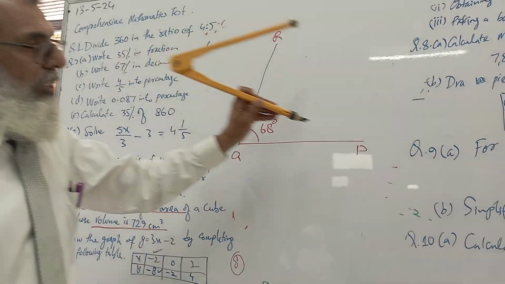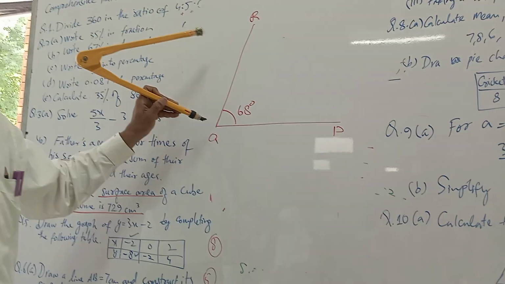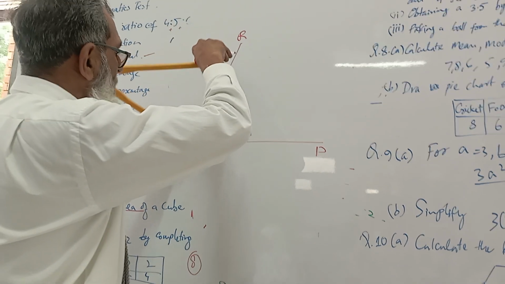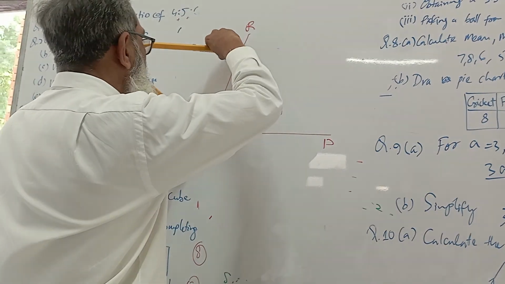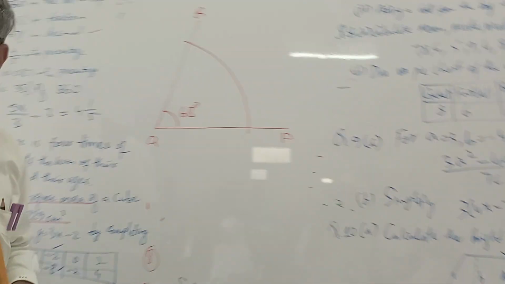How will we be using the compass? We'll be using the same compass, but we will not be putting this on the edge. Rather, we'll be putting it on the center. This is the center. From the center, we'll be drawing an arc which is touching both the lines here. You can see it's touching both the lines.